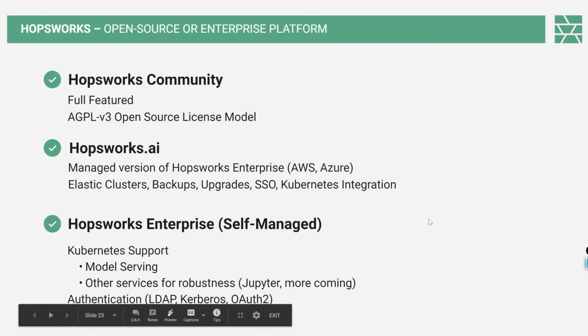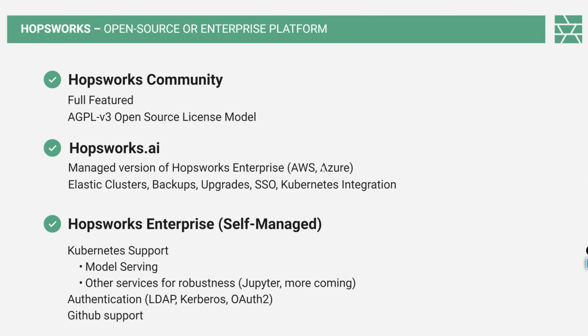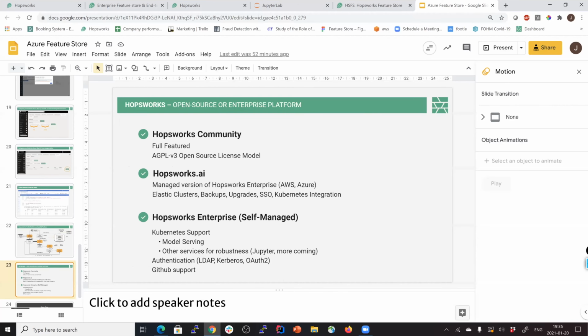on external Kubernetes clusters. We also have the managed version of Hopsworks that runs on Azure, and it has some additional features such as elastic clusters that can scale up and down, and you only pay for compute. You can do backups of clusters, upgrades, single sign-on, and Kubernetes integration. Although Kubernetes integration on Azure is not there today, it's there on AWS. It will be there within a month or so.